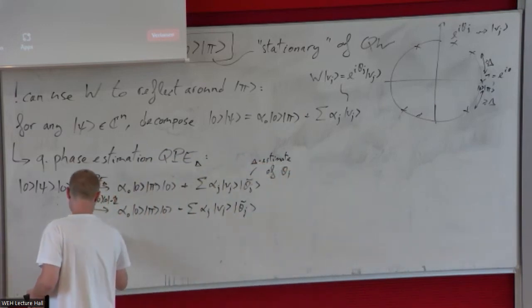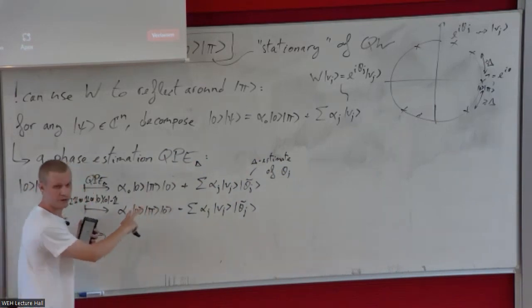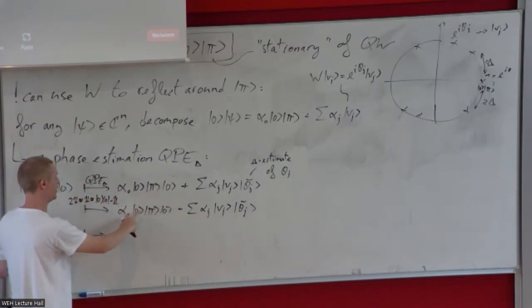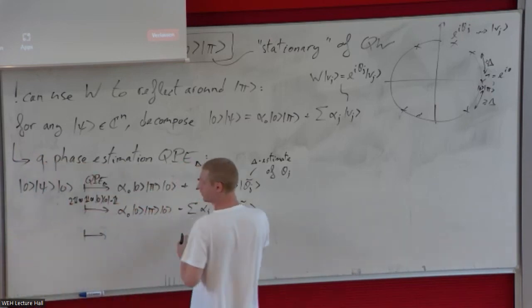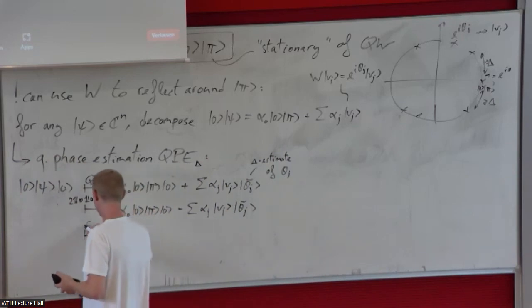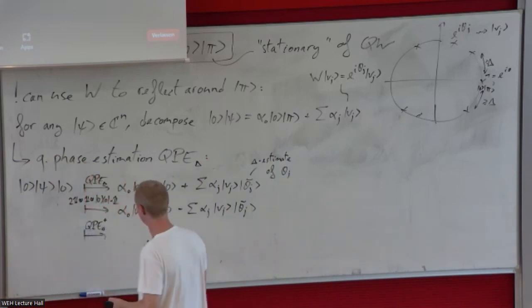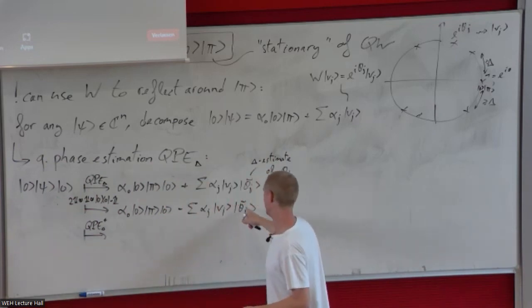And why do we want to do that? Precisely because we want to reflect around the pi state, right? So we want this one to stay invariant, but we want to flip the sign of all the other perpendicular states. So now if we do this, sort of uncompute this, there's always a subtlety, but you want to kind of get rid of this again.